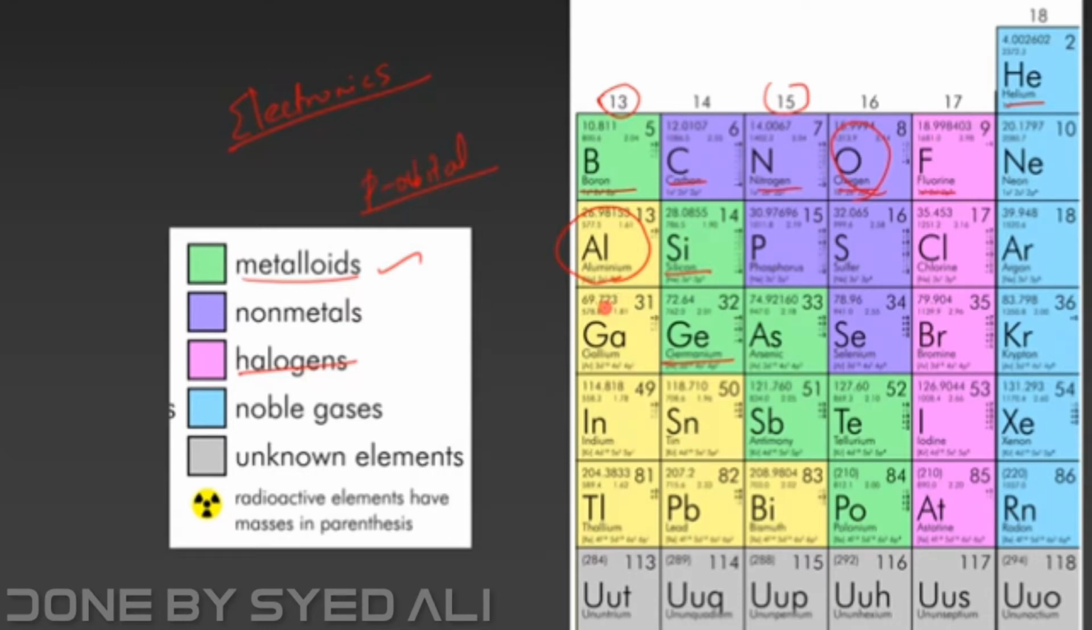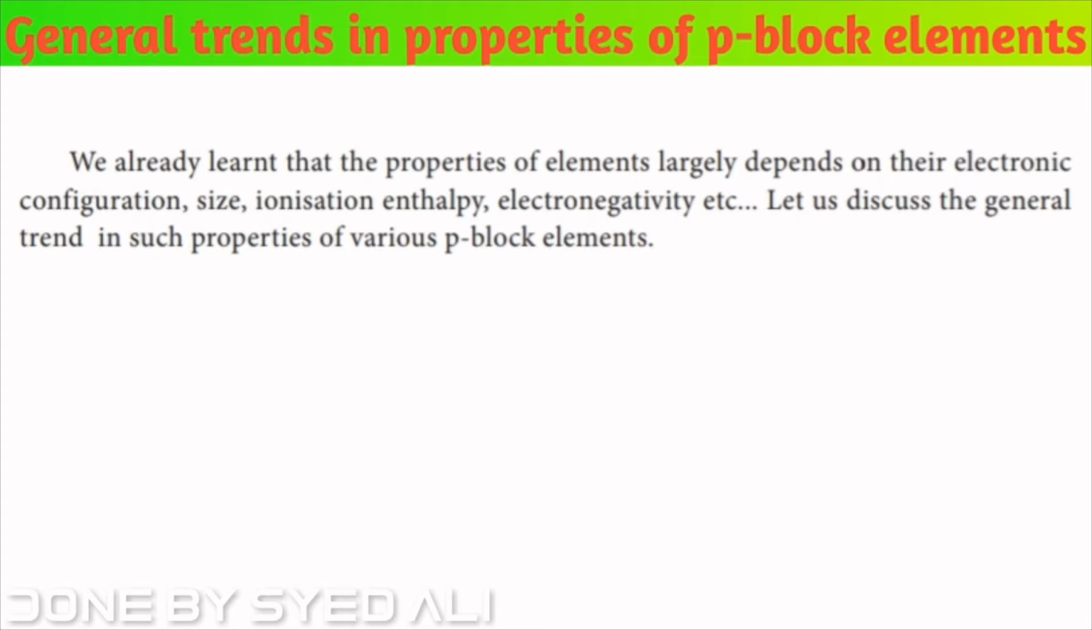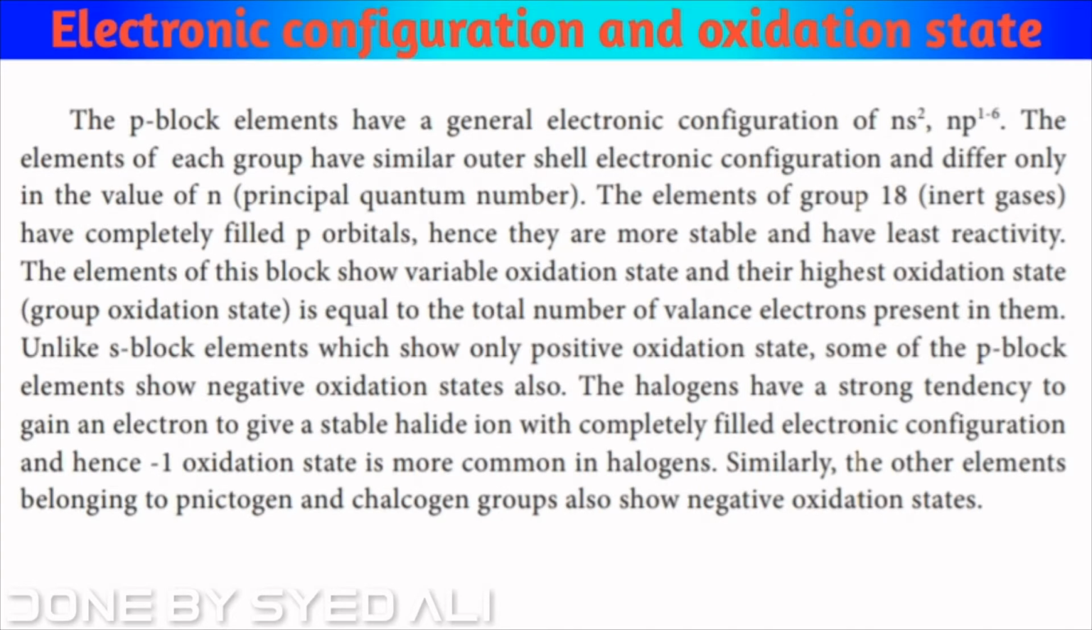Next, we are going to study the general trends in properties of P block elements. We already learned that the properties of elements largely depend on their electronic configuration, size, ionization enthalpy, electronegativity, etc. Let us discuss the general trend in such properties of various P block elements. Let us study electronic configuration and oxidation state or oxidation number.